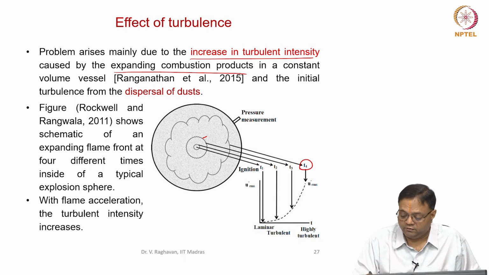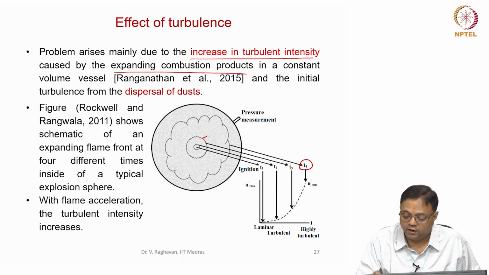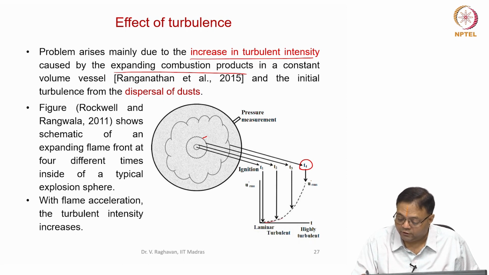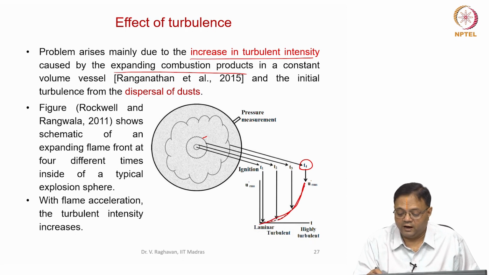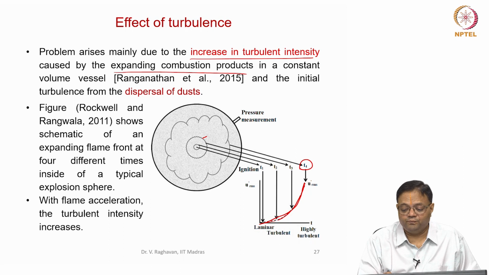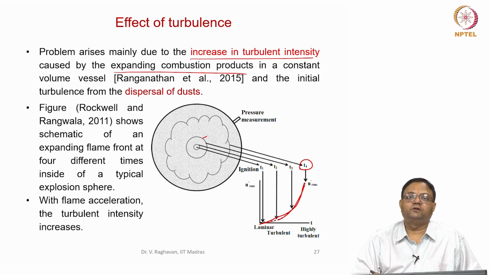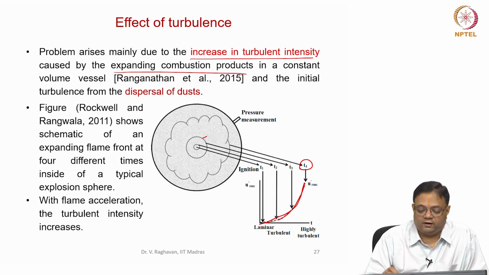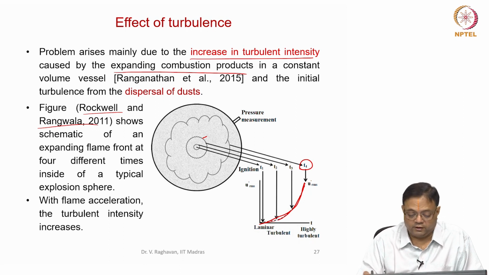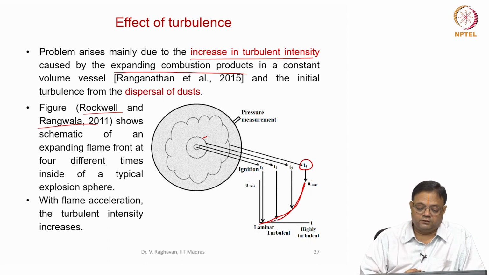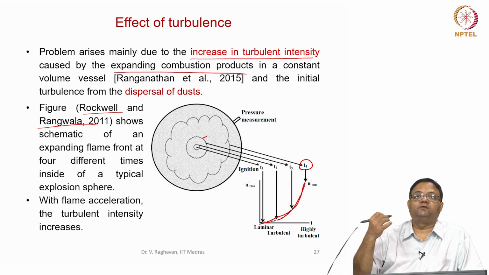So in each of the cases the turbulent intensity is very low here, then turbulent intensity increases, but explosively or exponentially it increases as the time propagates based upon the vessel. So this turbulence etc. will cause oscillations in the measurements. Okay, so that is the important thing. So this figure which Rockwell and Rangwala have shown, a schematic of an expanding flame thread for different times T1, T2, T3 and T4, where the turbulent intensity is increasing with the flame acceleration.